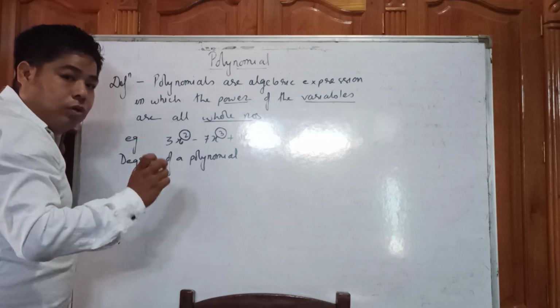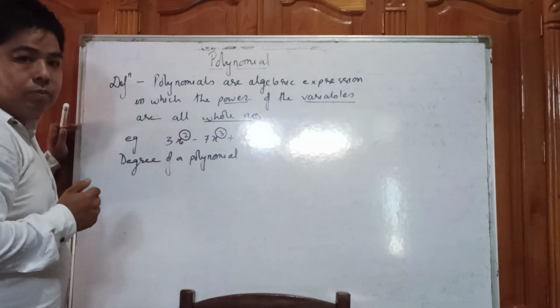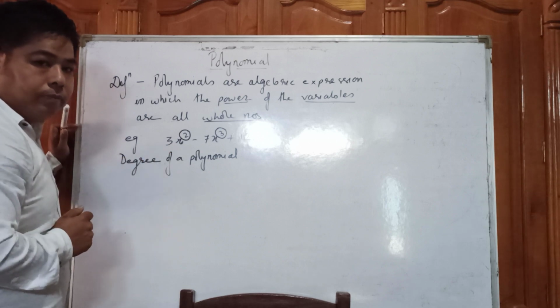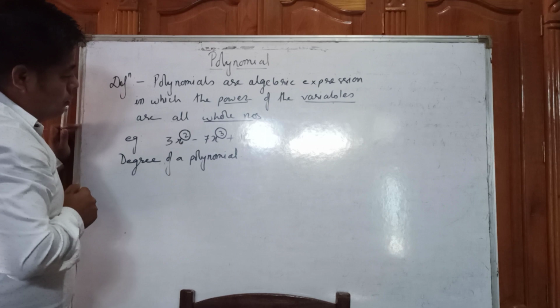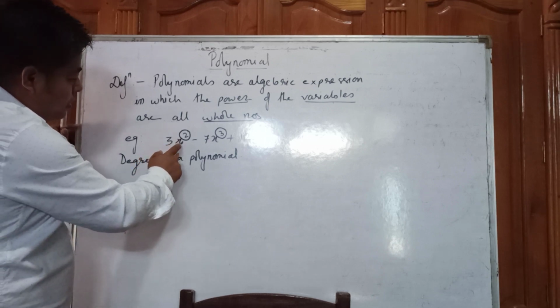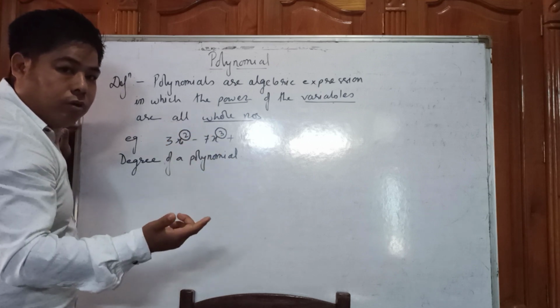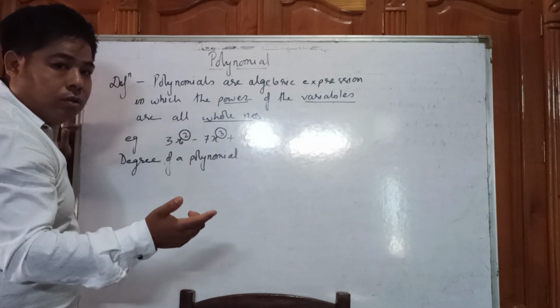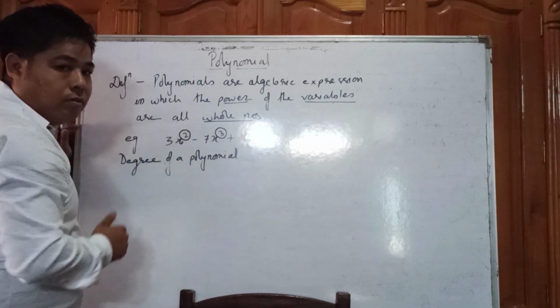In the given example here, let's check the power of the variables in each term. In the first term, the variable x, the power is 2. The variable x, the power is 3. We know that the powers of the variable are 2 and 3. But what is the degree of this polynomial? The degree of the polynomial is the highest power of the variable involved in the polynomial. Which one is bigger, 2 or 3? I hope 3 is bigger than 2. Therefore, for this given polynomial, the degree is 3.